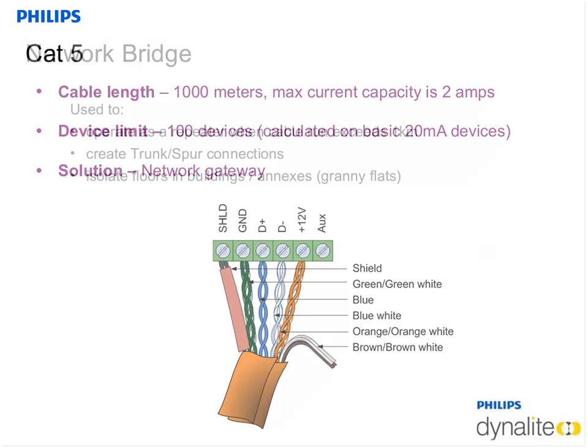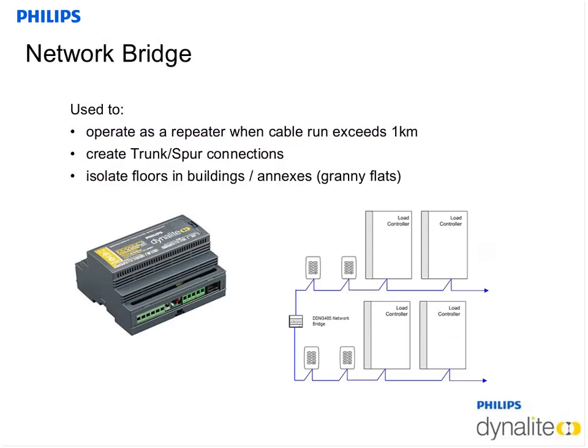Network bridge, I mentioned before. We use a network bridge to do several different jobs, important little device. We can either create this trunk and spur topology by fitting it at each connection. We can also use it as a repeater, so to extend our limit if we have a very long cable run. I think 1 kilometer is already very, very long.